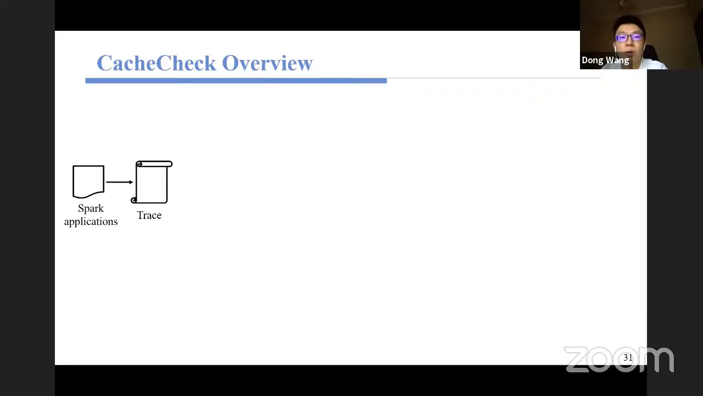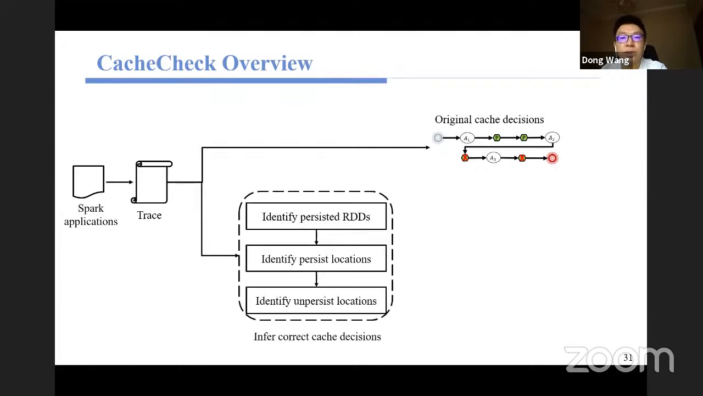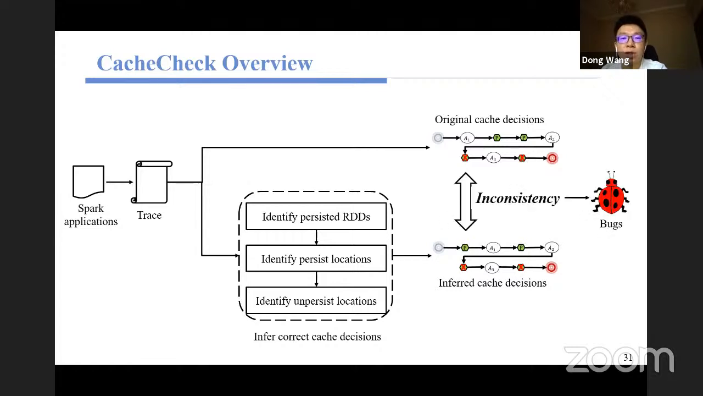First of all, we run Spark applications and get their execution traces. Then we extract original cache decisions from traces. On the other hand, we also use these traces to infer correct cache decisions in three steps. First, we identify RDDs that should be persisted. Second, we identify persist locations of these RDDs. Third, we identify unpersist locations of them. Then we get correct cache decisions of all RDDs in the application. Finally, we compare the original cache decisions and the inferred cache decisions. The inconsistency between them denotes cache-related bugs in the application.